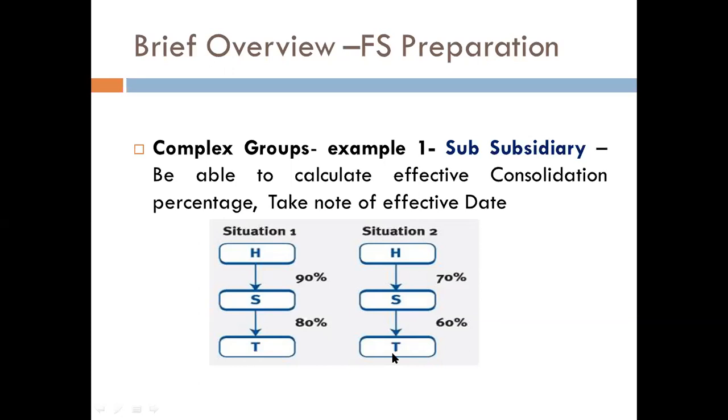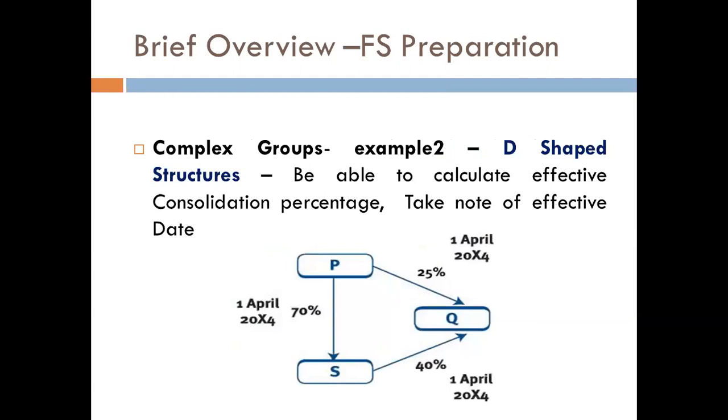Why is it important? Because you remember when we consolidate, we calculate goodwill, and we calculate consolidated retained earnings and non-controlling interest. Now, goodwill uses the acquisition reserves. So the date of consolidation, which we call the effective date, is paramount, because the date when H acquired S is different from the date when S acquired T. Maybe H acquired S in, let's say, 2017 and S acquired T in 2019. Maybe the reserves that were there in T in 2017 are totally different from the reserves which are now in T in 2019 when S acquired T. So the pre-acquisition reserve in that case totally changed. So we need to really be careful about what is the date of consolidation in this case of sub-subsidiary. And another is a D-shaped structure.